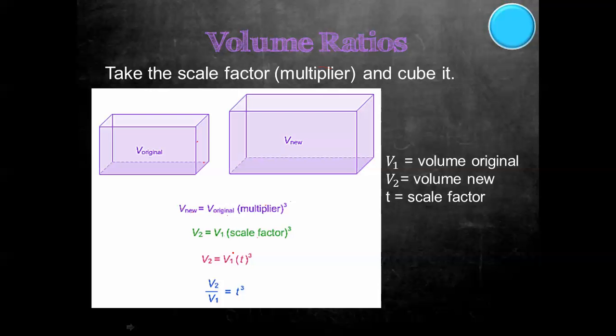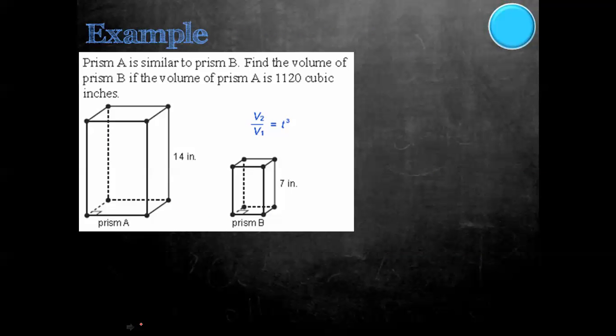So again, this is completely the same as what we talked about with area, only now we have V's because it's volume instead of A for area, and it's cubed instead of squared. Again, T is going to stand for our scale factor, and all we did right here was divide by volume 1 to get this final formula: V2 over V1 equals T cubed.